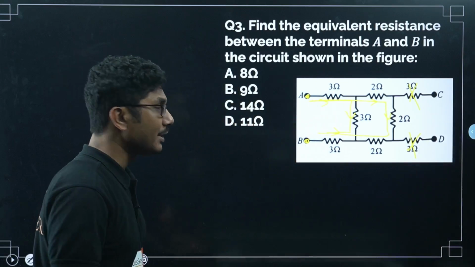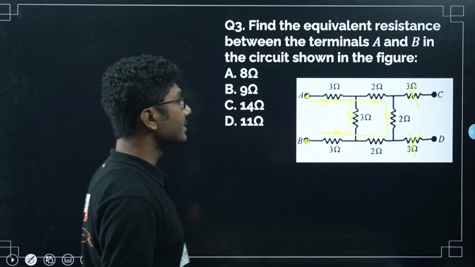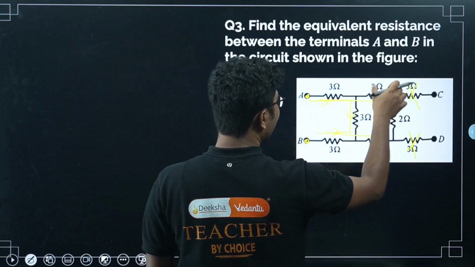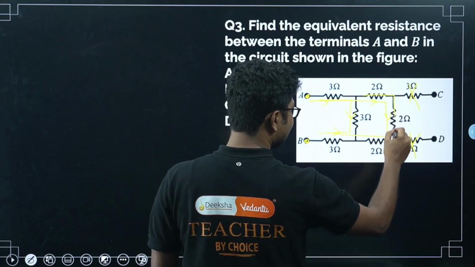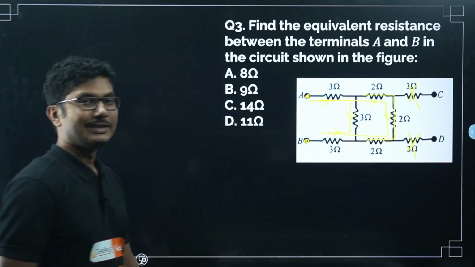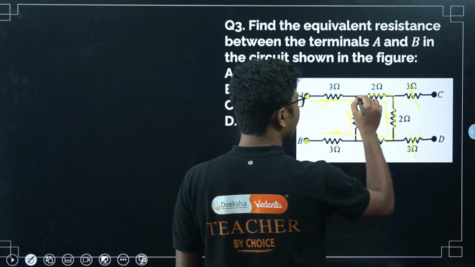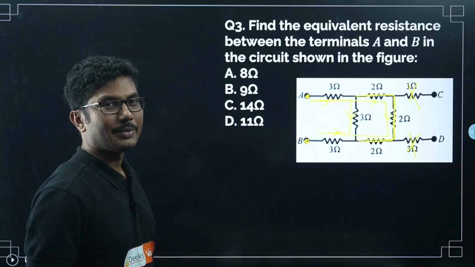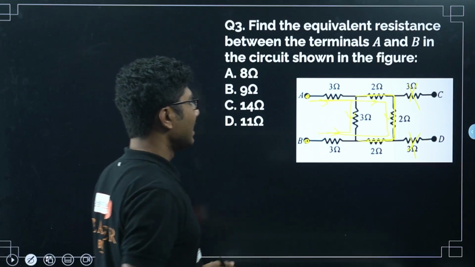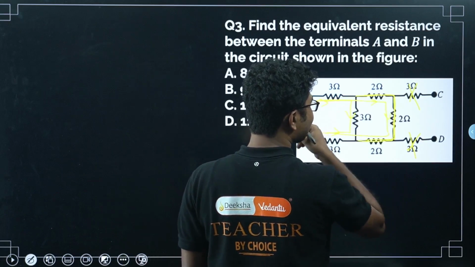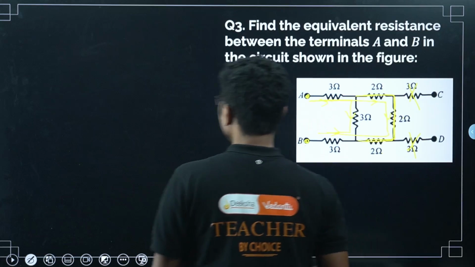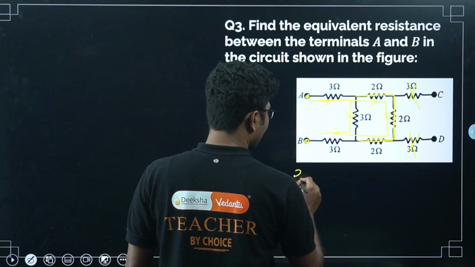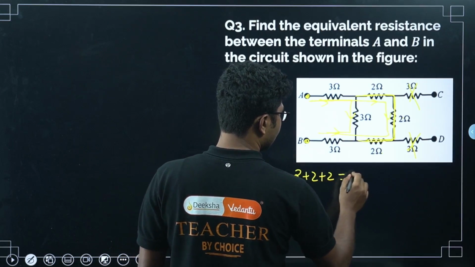So based on what combination they have given, you have to consider which are the correct possibilities. Now you can see that these three resistances you can draw without lifting your pen. When you can draw resistances without lifting your pen, that means they are connected in series, right? So the three 2 ohm resistances are connected in series. So the equivalent resistance will be 2 plus 2 plus 2, that is 6 ohm.